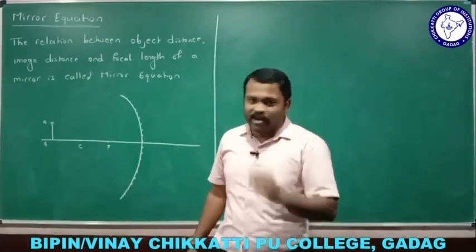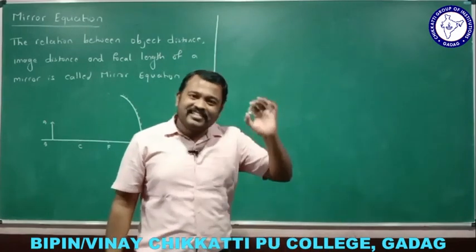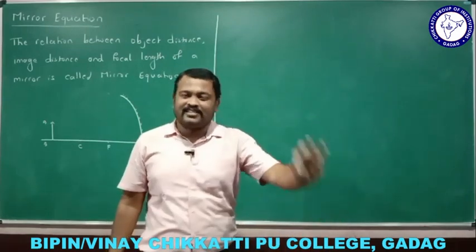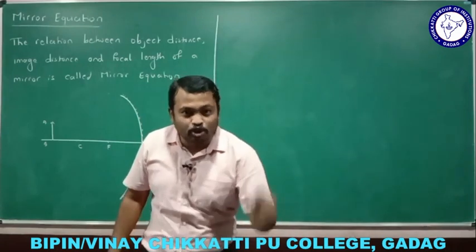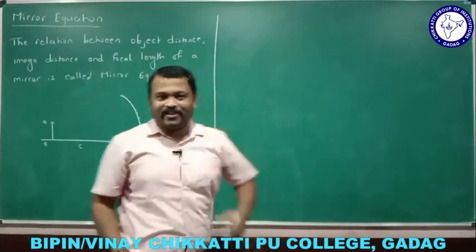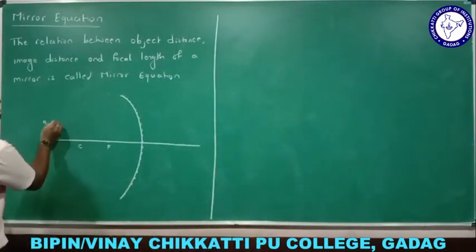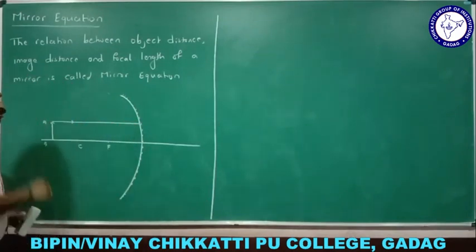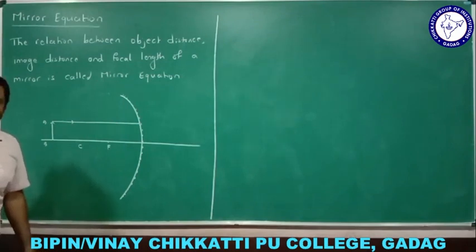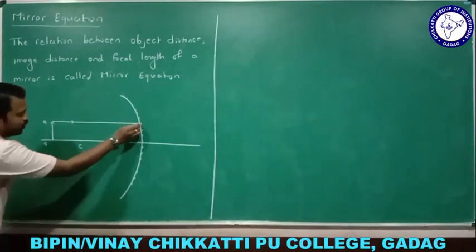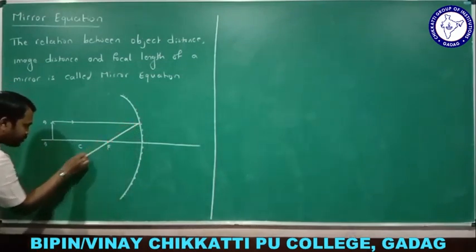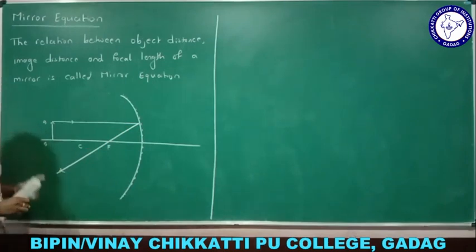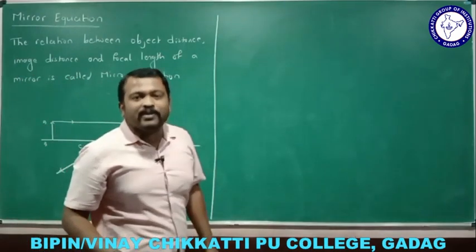Rule number 1: if the incident ray is parallel to the principal axis, then the reflected ray must pass through the principal focus. Let us take this ray which is parallel to the principal axis. The reflected ray must pass through the principal focus. So this is the way, right? It passes through the principal focus.